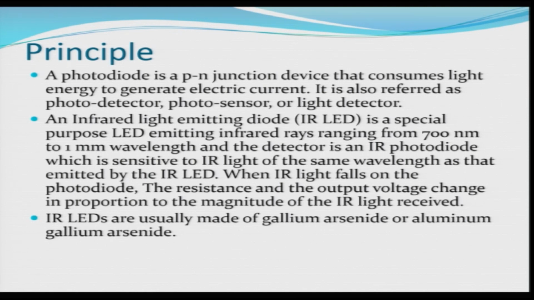A photodiode is a PN junction device that consumes light energy to generate electric current. It is also referred to as a photodetector, photosensor or light detector. An infrared light emitting diode is a special purpose LED emitting infrared rays ranging from 700 nanometers to 1 millimeter wavelength, and the detector is an IR photodiode which is sensitive to IR light of the same wavelength as that emitted by the IR LED. When IR light falls on the photodiode, the resistance and the output voltage change in proportion to the magnitude of the IR light received. IR LEDs are usually made of gallium arsenide or aluminum gallium arsenide semiconductor technology.